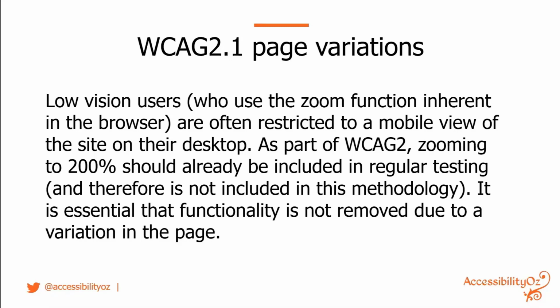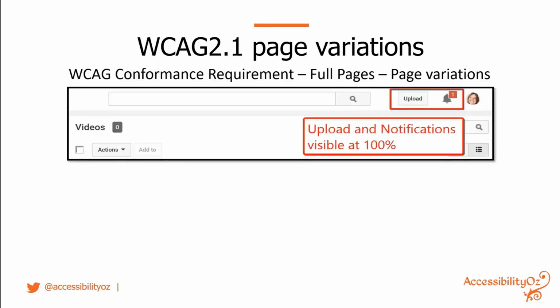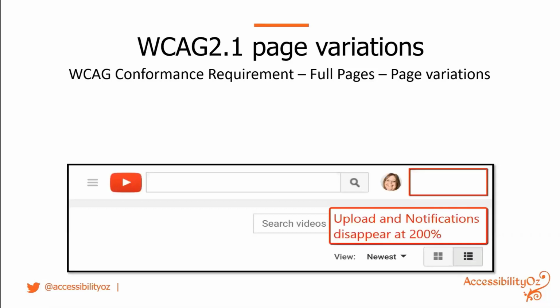I'll give you an example of this. This is previously in YouTube. It's now been fixed. The upload and notification buttons were visible at 100% screen size, but not at 200%. So this means that people that were browsing at 200% screen size would not be able to upload a video or view their notifications. This is just to show you the example here. Upload and notifications are visible here at 100%, and at 200% they're gone, and there's no other way to access them.